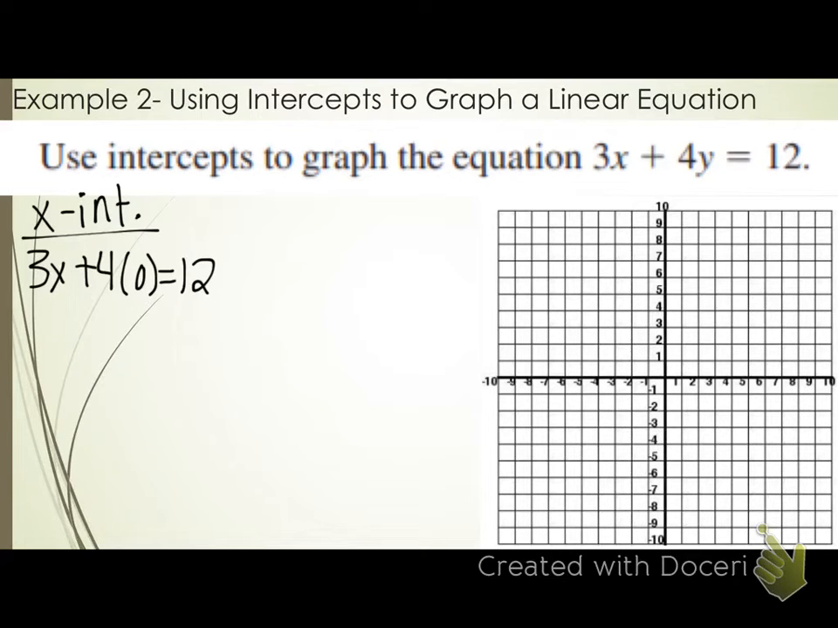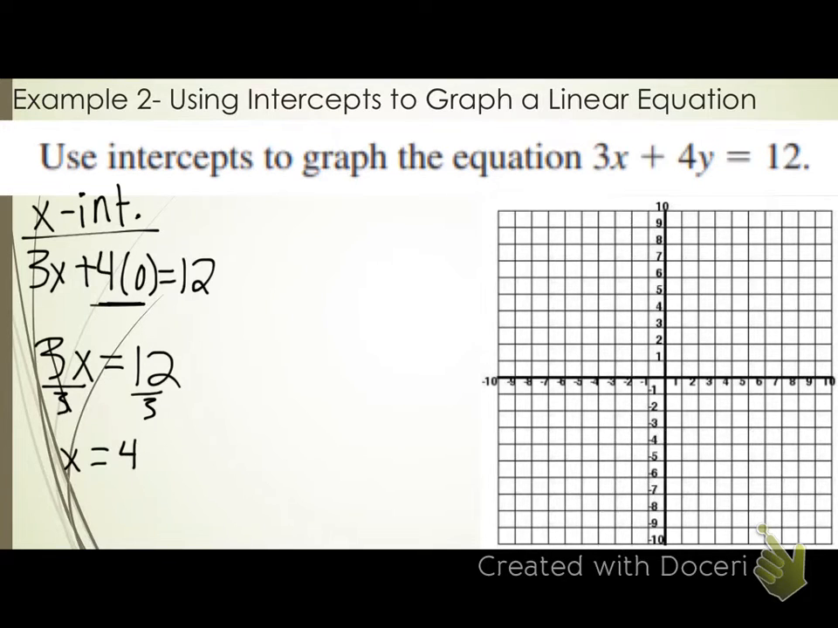What is 4 times 0? 0. So this term right here goes away. Goes bye-bye, right? So I'd be left with 3x equals 12. Everyone okay with that concept? Now, this is just a one-step equation from here. How do I get x by itself from here? Divide by 3 on both sides. What does x equal? 4.